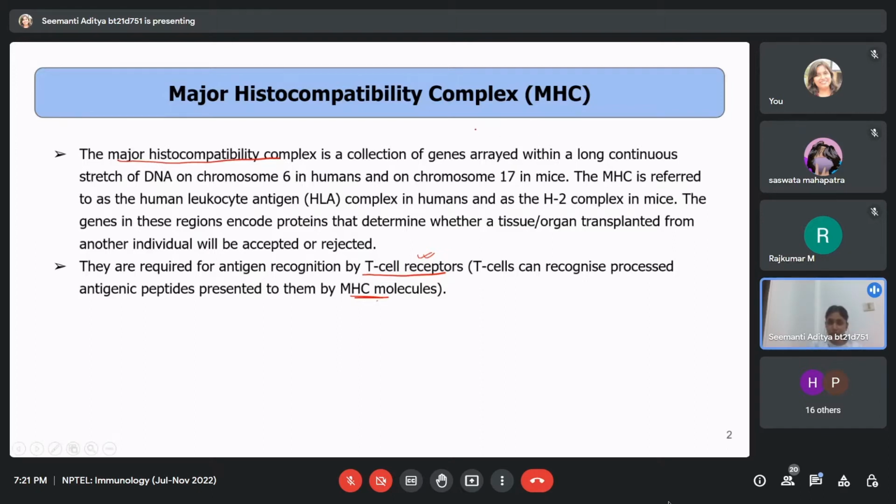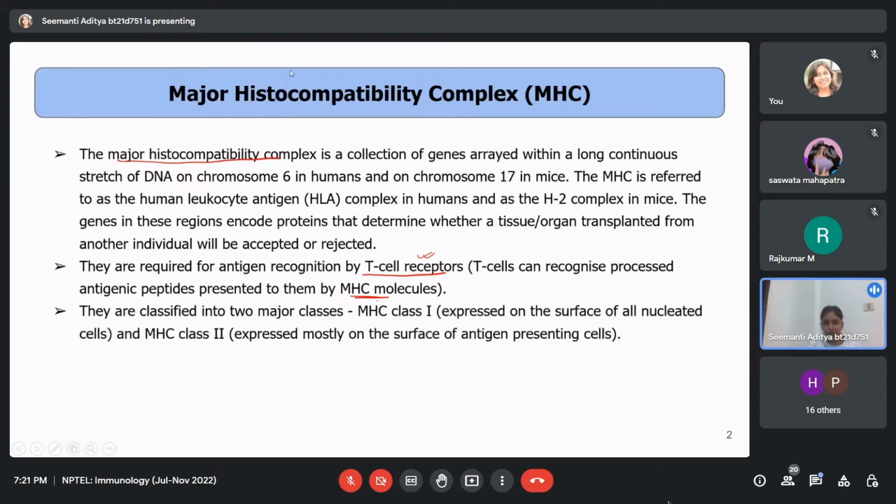And MHC molecule is also very important for determining your self and non-self components. So all cells of your body will be expressing some types of MHC molecules, which will be different from another person's MHC molecule. So that is why it can determine whether or not a tissue or organ transplanted from another individual will be accepted or rejected. The difference in MHC molecules can range from 1 to 10%.